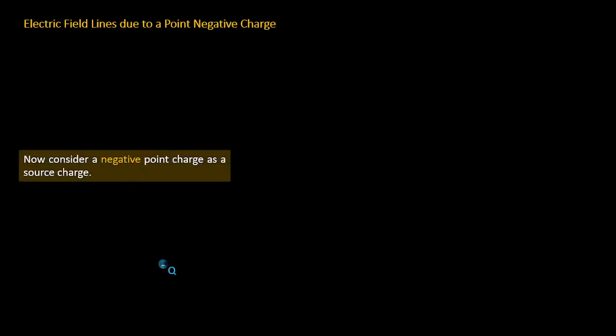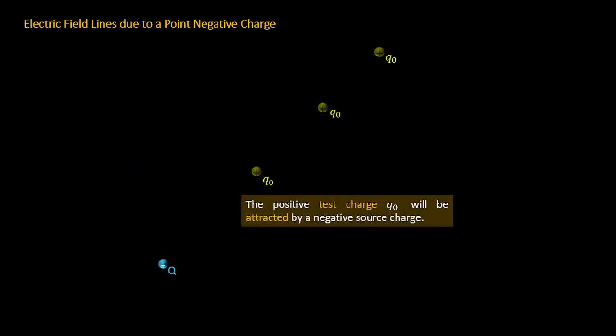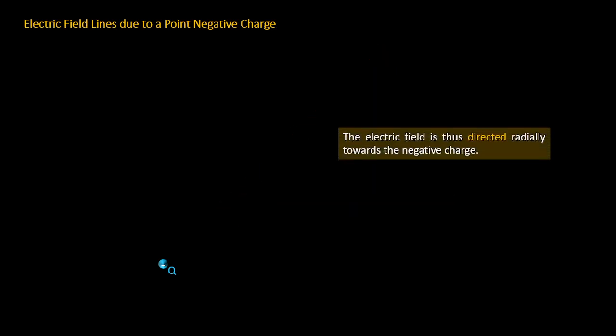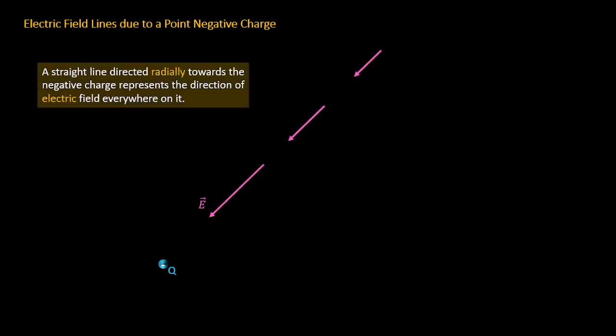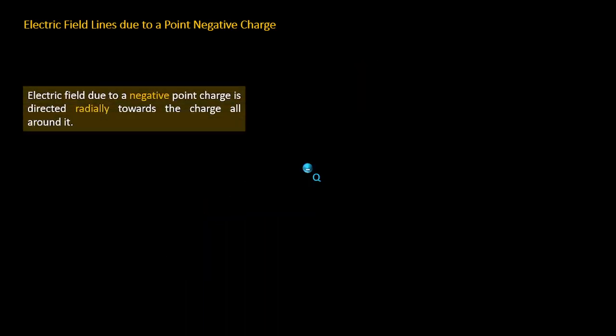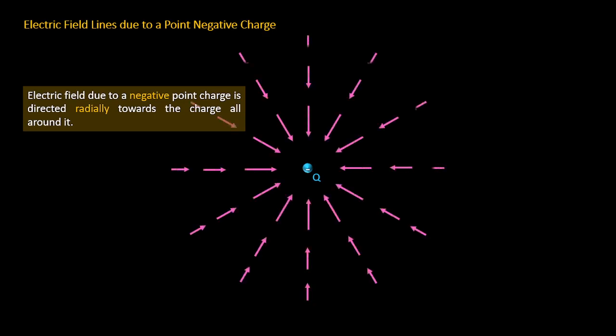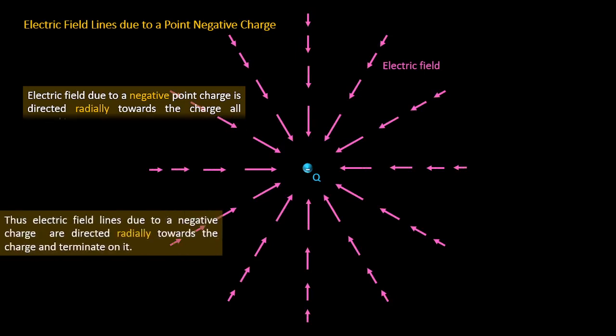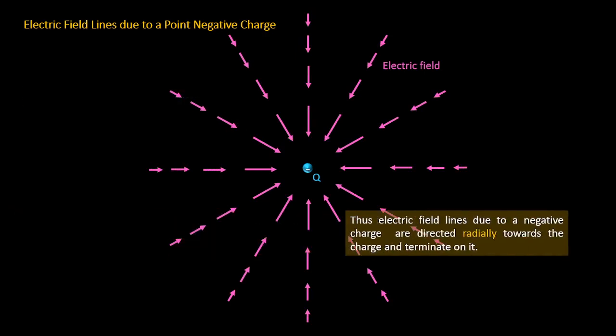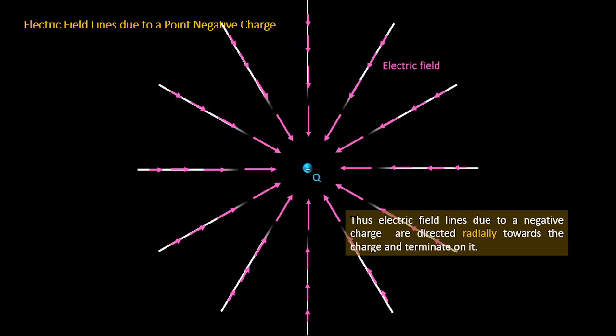Now consider a negative point charge as a source charge. The positive test charge Q0 will be attracted by a negative source charge. The electric field is thus directed radially towards the negative charge. A straight line directed radially towards the negative charge represents the direction of the electric field everywhere on it. Electric field due to a negative point charge is directed radially towards the charge all around it. Thus, electric field lines due to a negative charge are directed radially towards the charge and terminate on it.